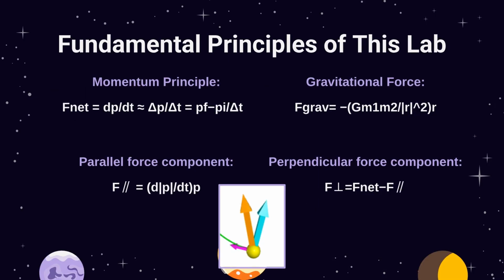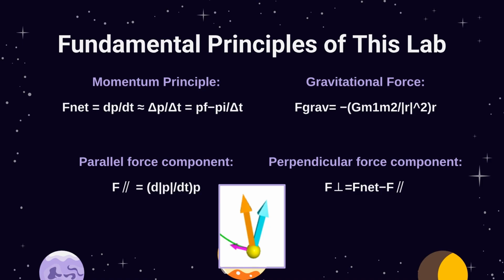The core equation for both parts is Newton's second law in momentum form. F net equals dp over dt, approximated as delta p over delta t. We use this approximation because we only have discrete data points, not a continuous function, so dividing the change in momentum by the time step is the best estimate we can get. For gravity, the force equals G times both masses divided by distance squared, and it's always attractive. This is the only force acting in both parts of the lab.